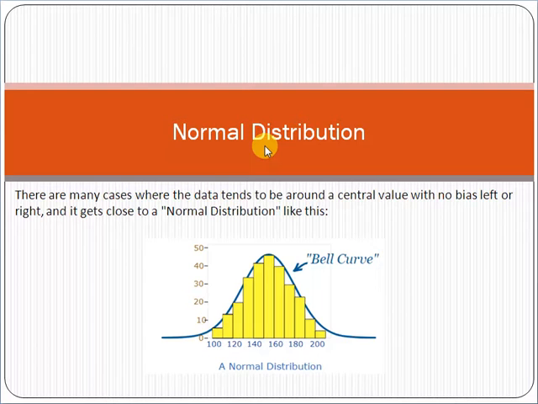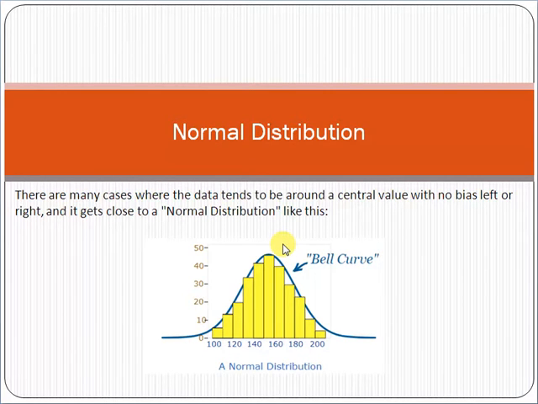Friends, whenever we talk about normal distribution, you will definitely see this diagram, the bell diagram. It is a very basic figure of normal distribution. Whenever we are talking about normal distribution, basically we are talking about this figure that is called the bell curve. Normal distribution is the bell curve.